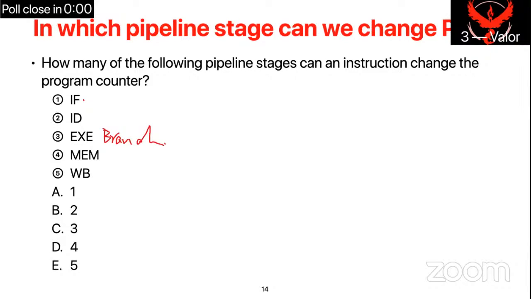Okay. So in that case, it would be 1, 3, and 4. 1, 3, and 4, right? But that's not the only one, right?